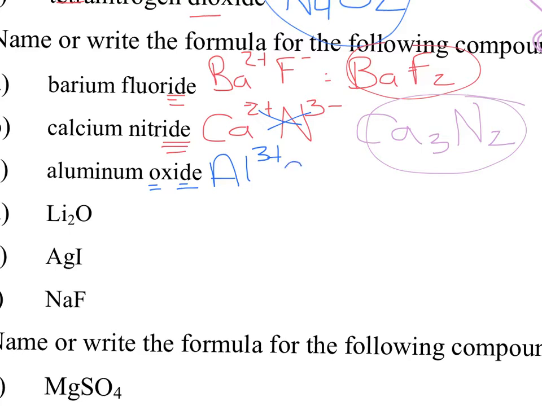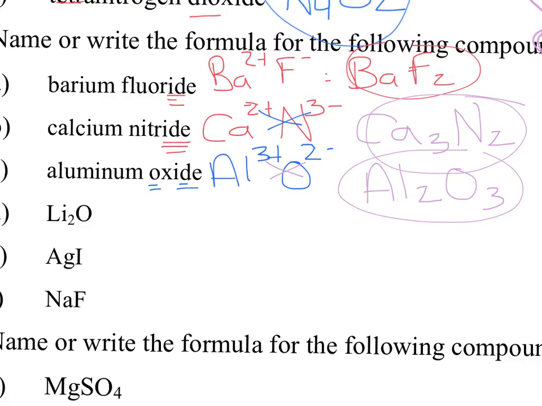Oxide, so it's oxygen by itself. It's 2 negative because it's in group 16. And so when I crisscross, again, I'm going to get a little bit something different. I'm going to get Al2O3. And that is going to be my answer for that one.